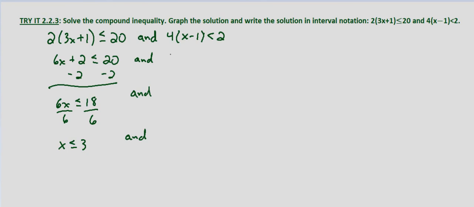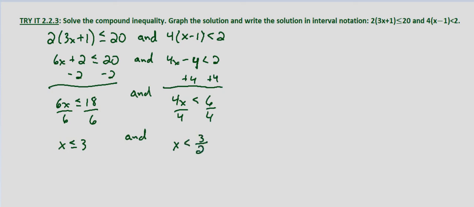Distribute the 4. On our right-hand side of the inequality, we get 4x minus 4 is less than 2. Add 4 to both sides. We get 4x is less than 6. Divide both sides by 4. And if we simplify 6/4, we get x is less than 3/2.